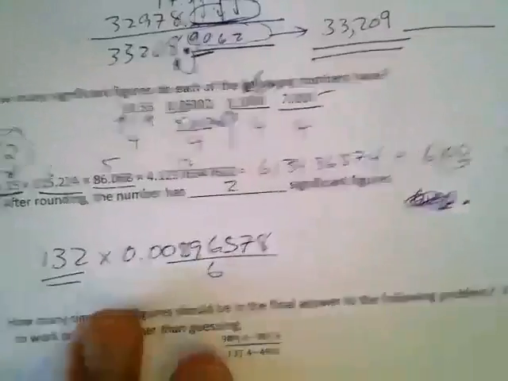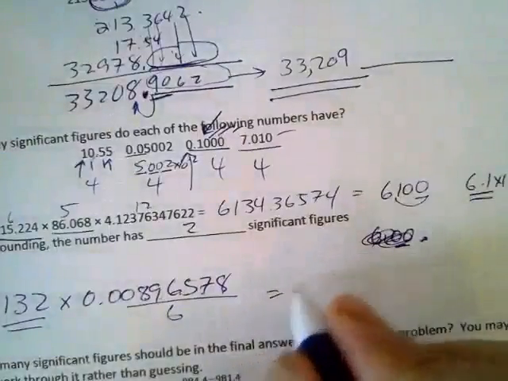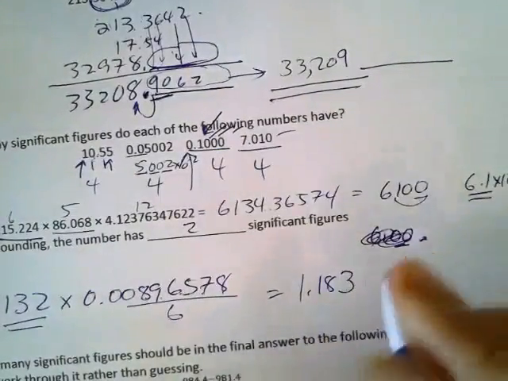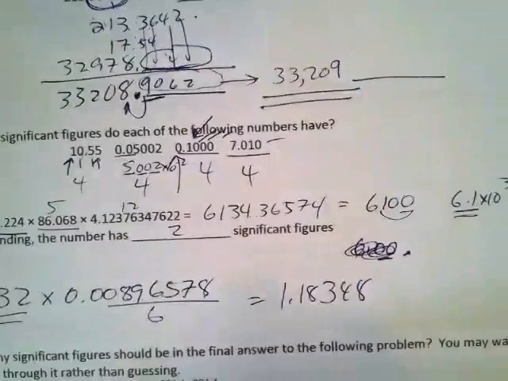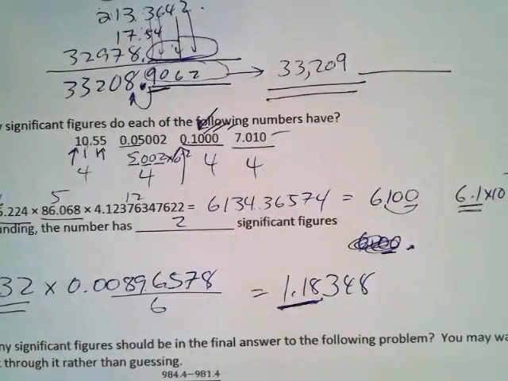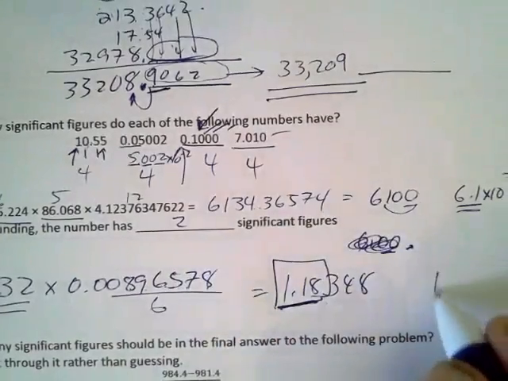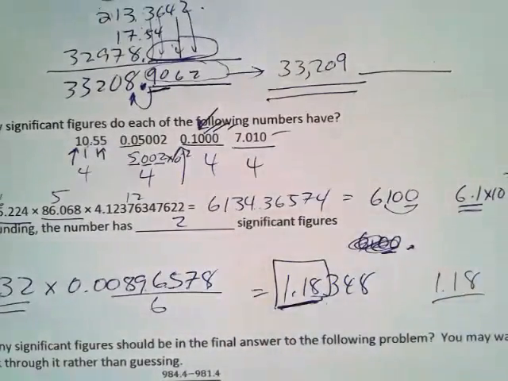And in fact, I just found my calculator on the floor, so I'll go ahead and do this real quick. 132 times 0.008965778. And you get 1.18348. And if we round to 3 sig figs, we would just take the first 3, the 3 rounds down, so we would report this as 1.18.